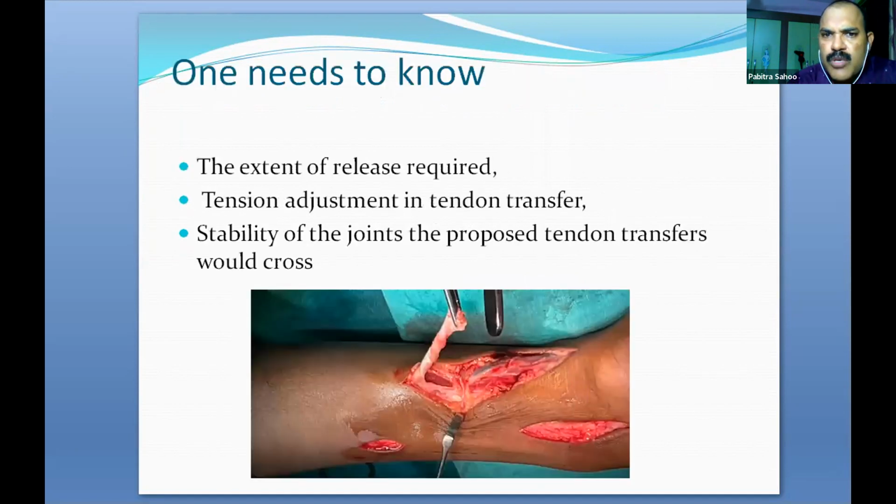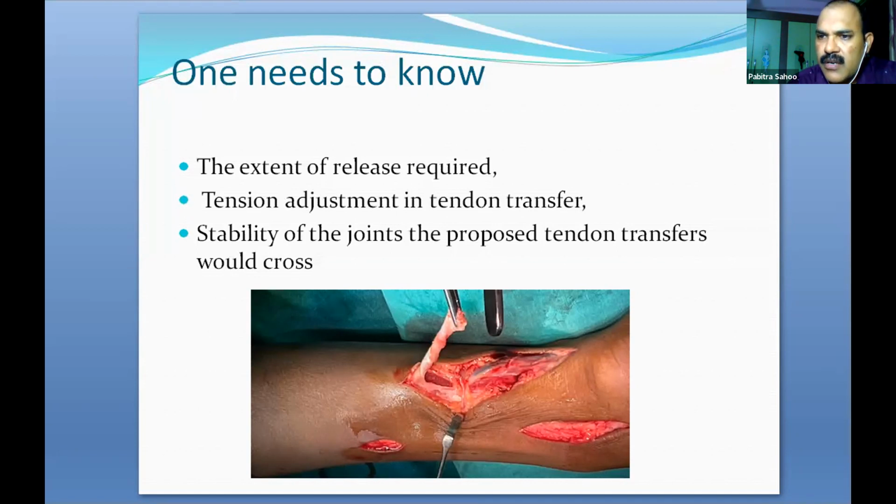So what are the things one must know before planning any upper limb management in cerebral palsy or any spastic hand, any spastic upper limb? The extent of release is required, because the deformity behaves in a different way when the patient is out of anesthesia, and behaves in a different way when under anesthesia. So a judicious release is required. If you release more, you may land with weakness. If you release less, the deformity may recur. So there is always a balance between these two.